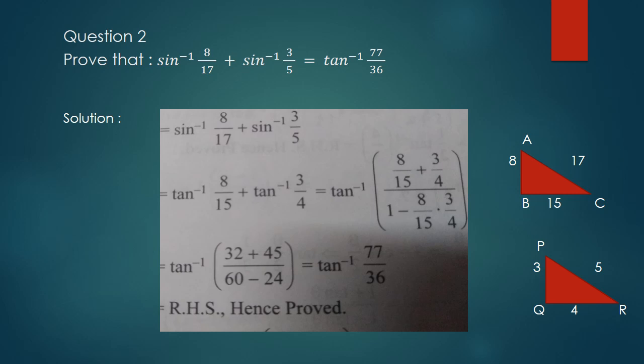Now we will use the formula tan inverse x plus tan inverse y. So it will be equal to tan inverse of x plus y upon 1 minus x into y. So we will put the values of x as 8 by 15 and y as 3 by 4. So on taking LCM and simplifying, it will be tan inverse 77 upon 36, which is same as RHS. Hence it is verified.